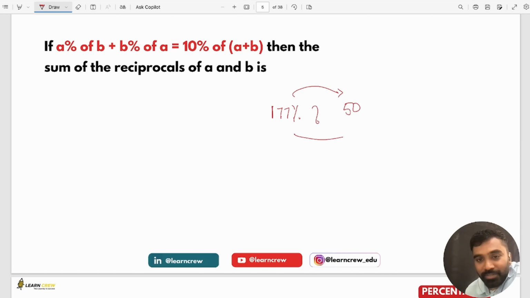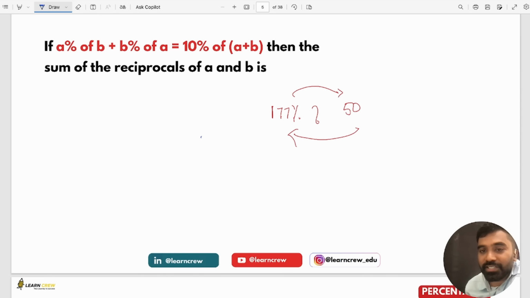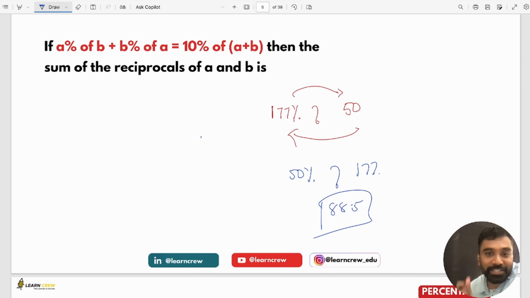Percentages can be swapped. So instead of writing 177% of 50, I can also write it as 50% of 177. Now what is 50% of 177? Half of 177. Half of 170 is 85, and 87 becomes 174, 88 becomes 176, so it is 88.5. That's all, done. One step answer. Both are the same answers. This is the benefit of knowing percentages.